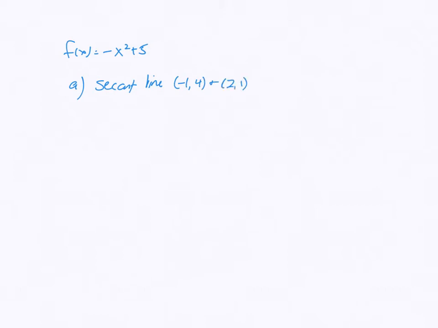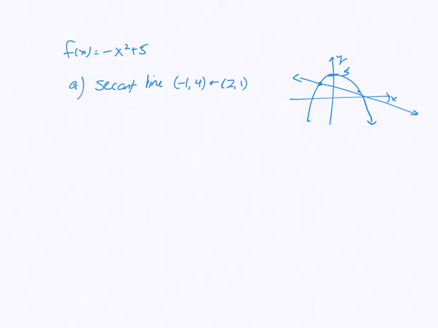Okay, so our graph looks like this. A parabola with a maximum, oh that's terrible, where that's 5. And we're drawing a secant line through (-1, 4) and (2, 1). So something kind of like that would be what our line looks like.